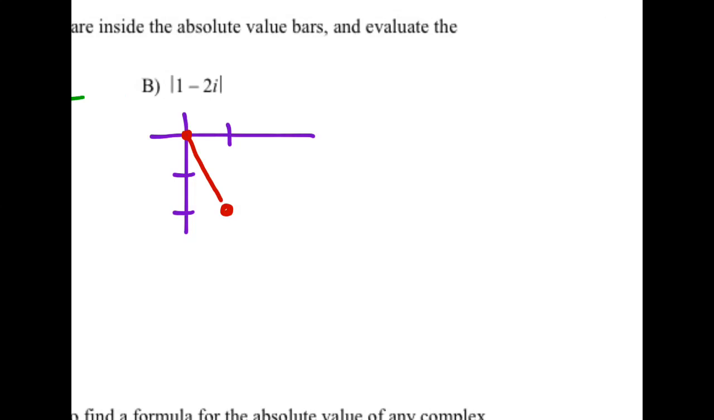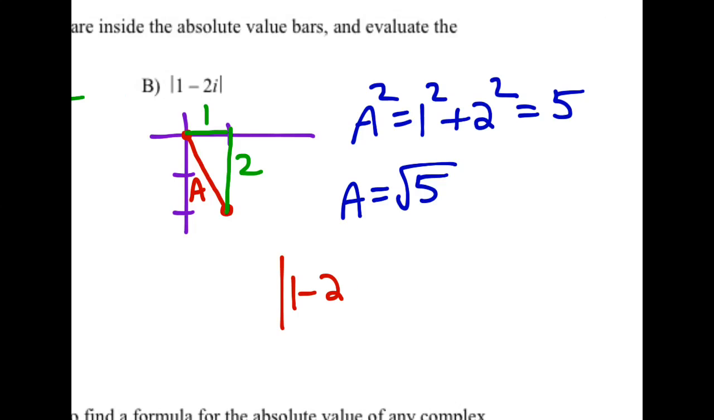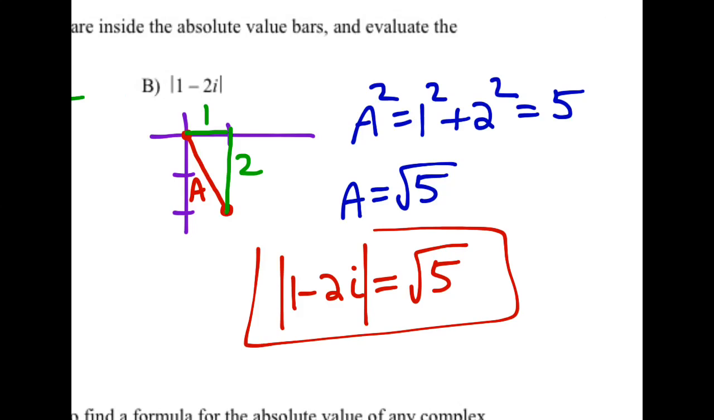And to find its absolute value is the same as finding the length of that line segment back to the origin. Once again, I'll just call this A, and then I'll set up a right triangle. Use Pythagorean theorem. This side has a length 1, this side 2. And so this tells me that A squared has to be 1 squared plus 2 squared, which is 5. So A in this case is going to be the square root of 5. And so that tells me that the absolute value of 1 minus 2i is the square root of 5. And that's all there is to that.